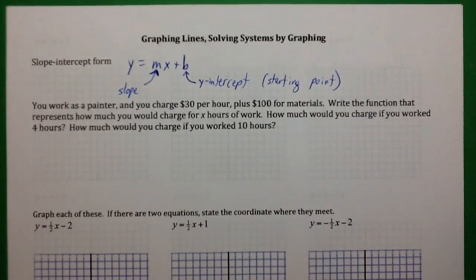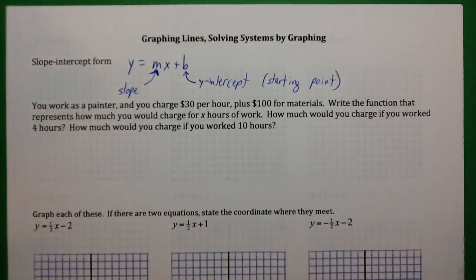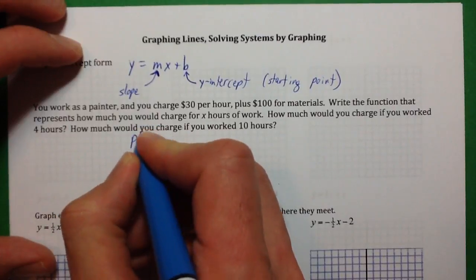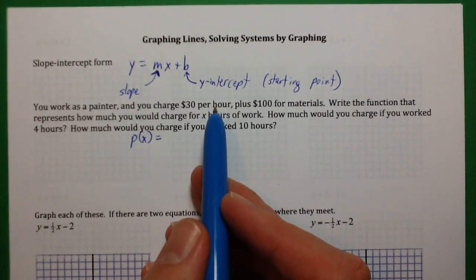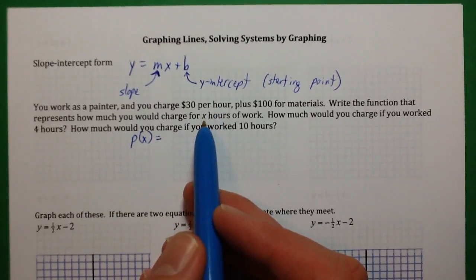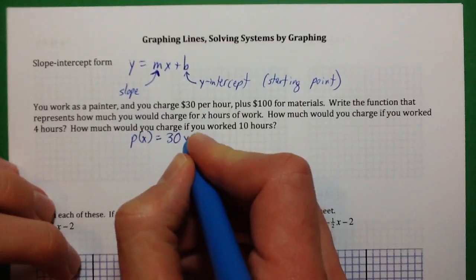What's that? Well, function would be like f of x or g of x. I'm going to call it p of x for paint, just because I feel like it. So p of x equals, well, I charge $30 for every hour, and I'm going to work x hours. So I'm going to charge $30 for every x.